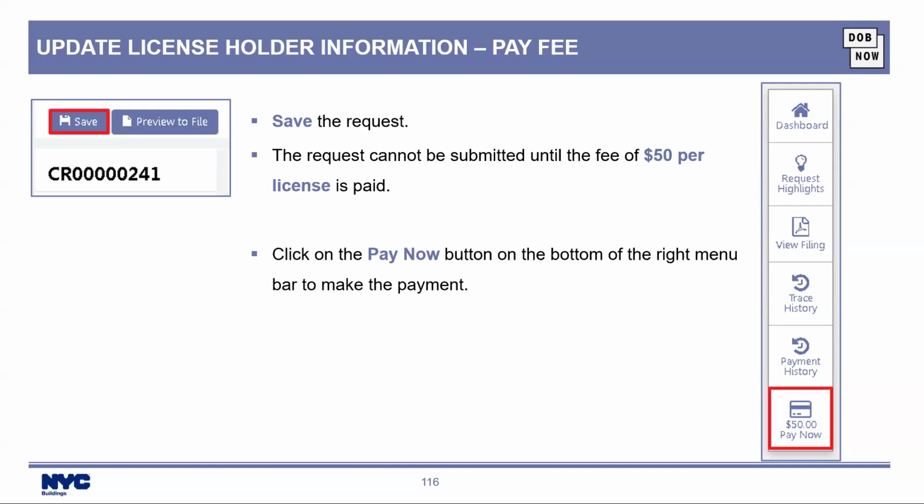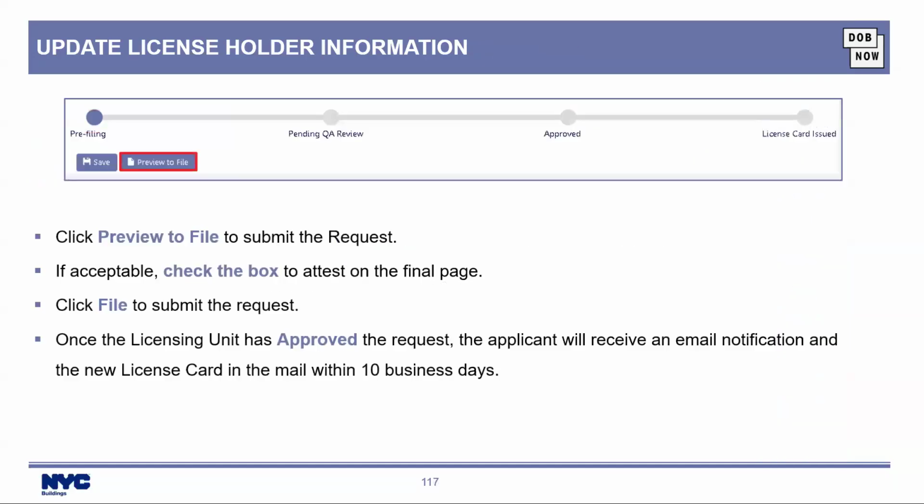After you've done so, and you've made your payment, you will click the Preview to File button to submit the request. And if acceptable, you can click the checkbox to attest on the final page, and then click on Submit to submit the request. Now, once the licensing unit has approved the request, the applicant will receive an email notification and the new license card in the mail within 10 business days.